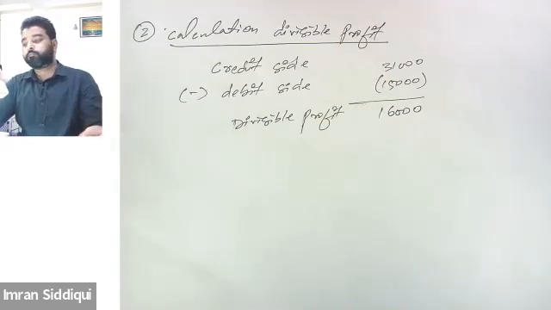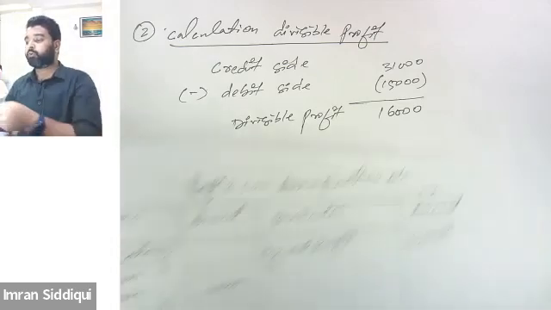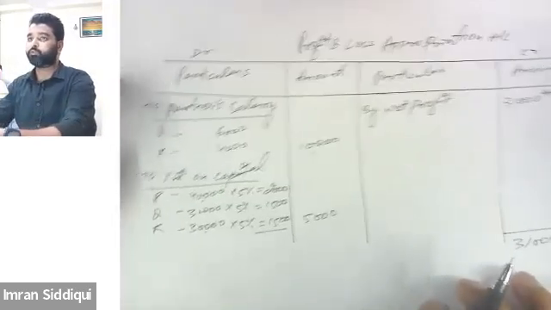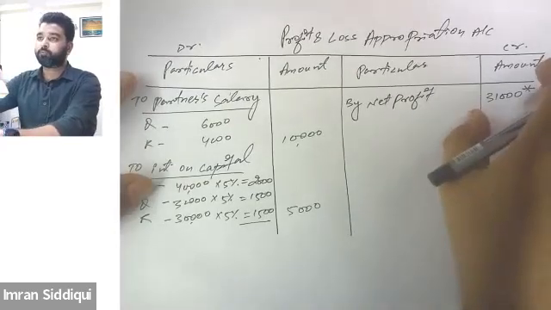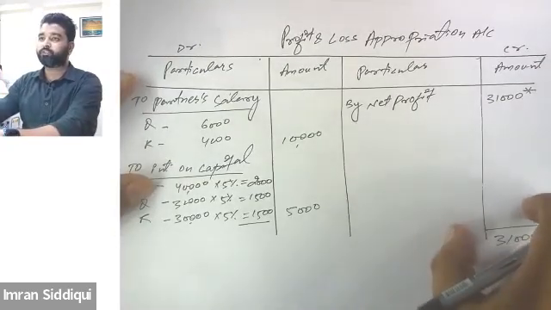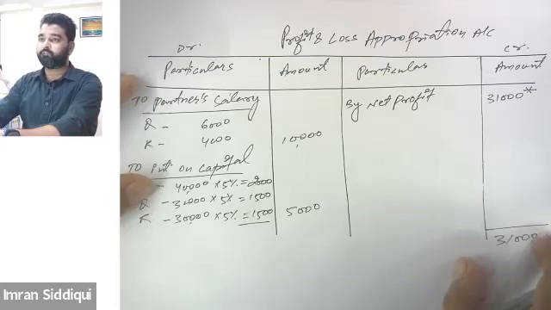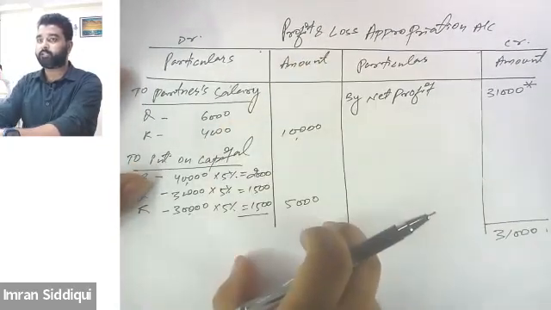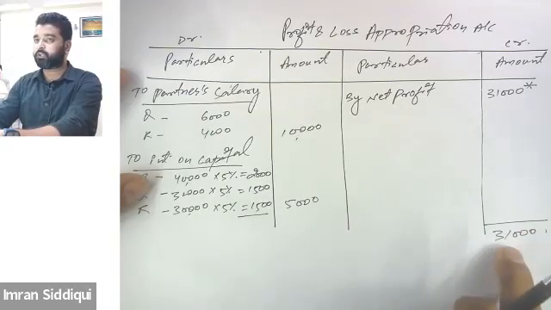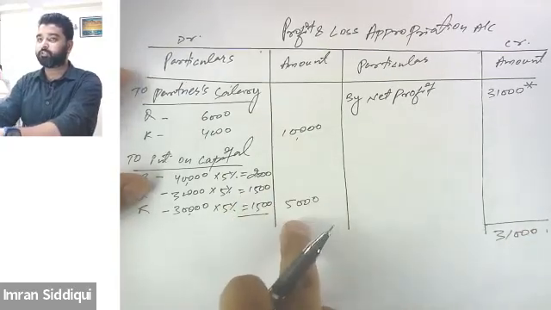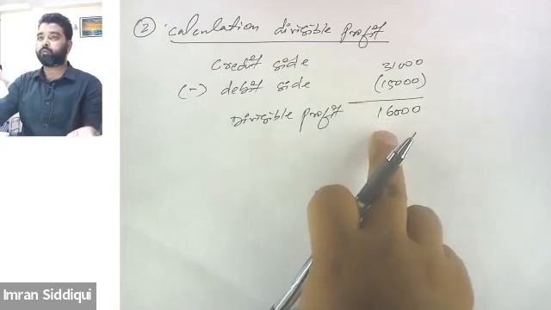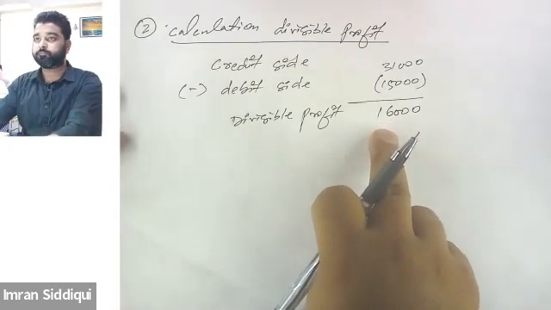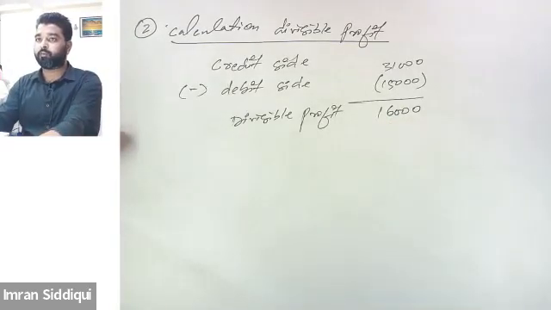Okay. Yes, sir. Let me explain it again. In order to find out the value of the divisible profit, we simply sum all the items on the credit side, and out of the value that we get by totaling the credit side, we subtract all the items on the debit side. Sorry. So out of 31,000, we will subtract 10,000 and 5,000. The remaining amount will be considered as the divisible profit. So we get 16,000 as the divisible profit.